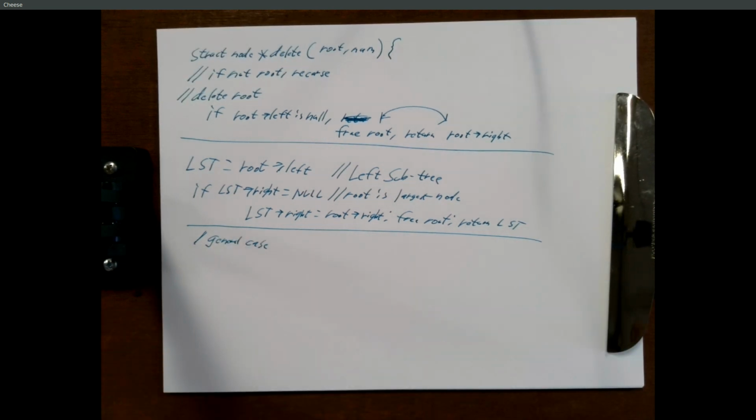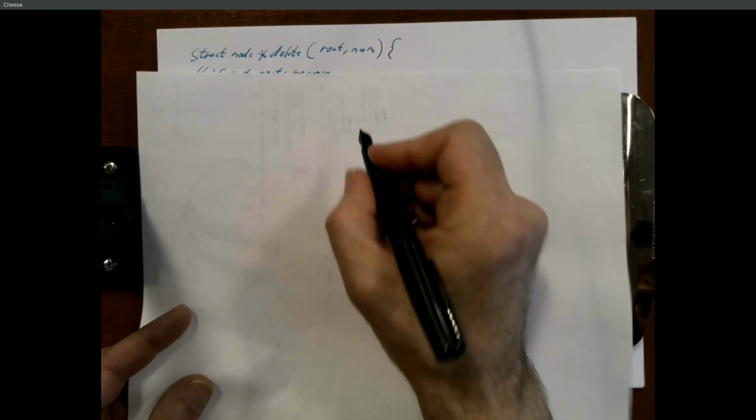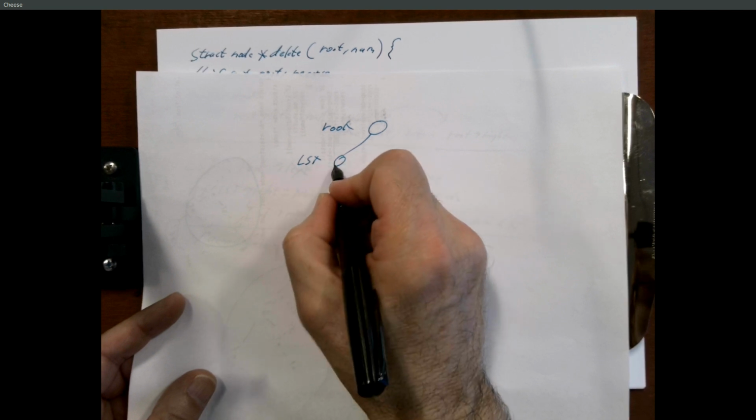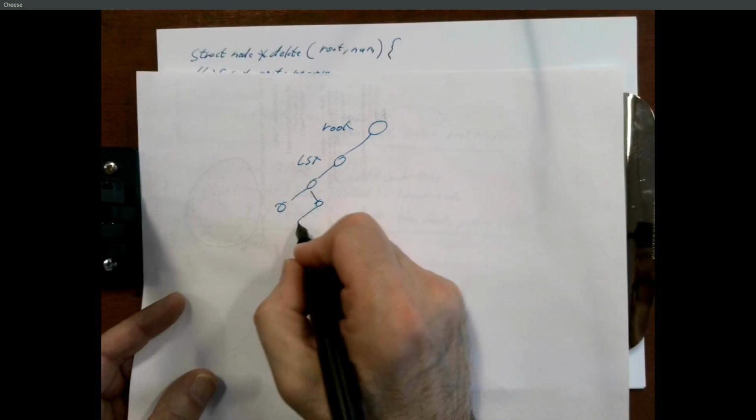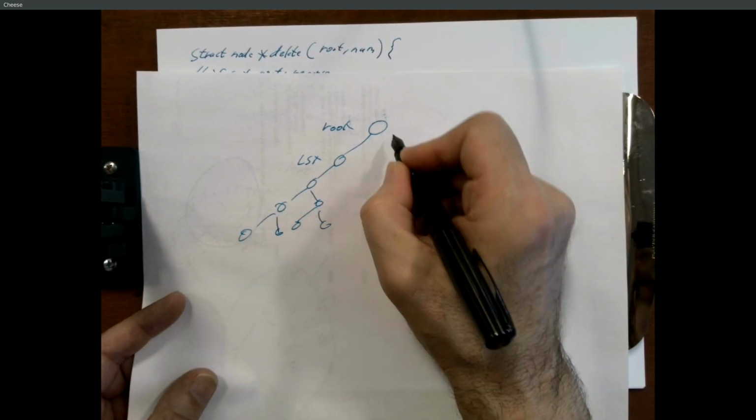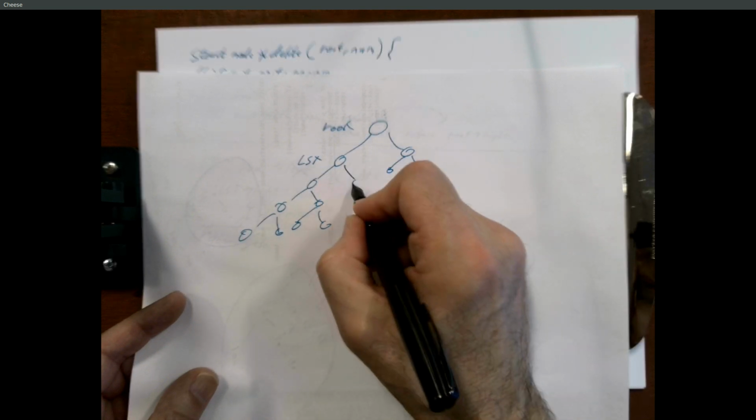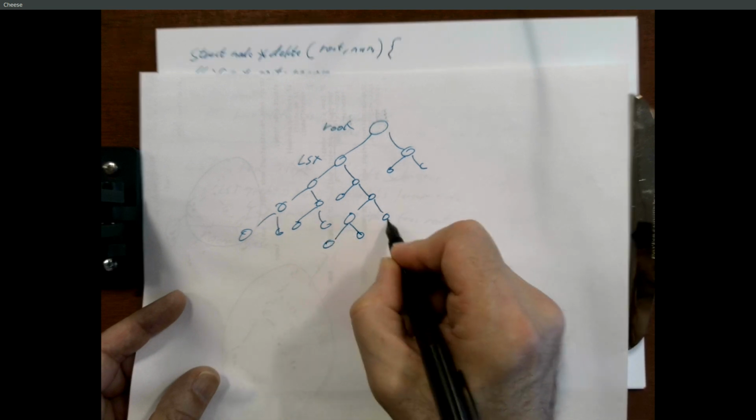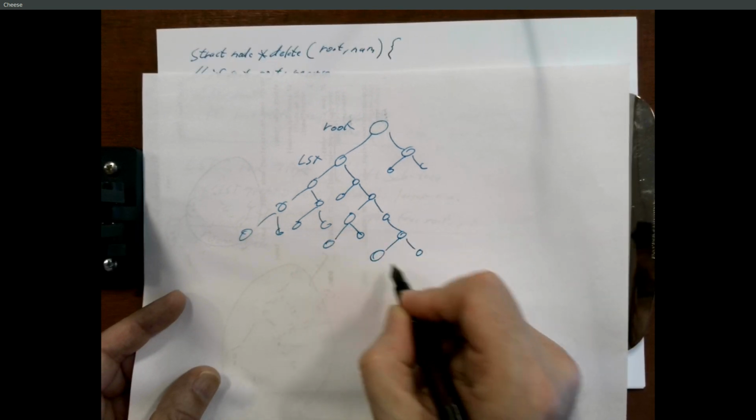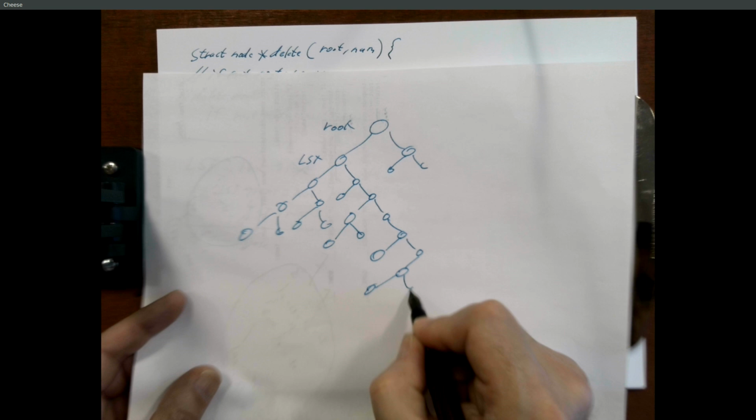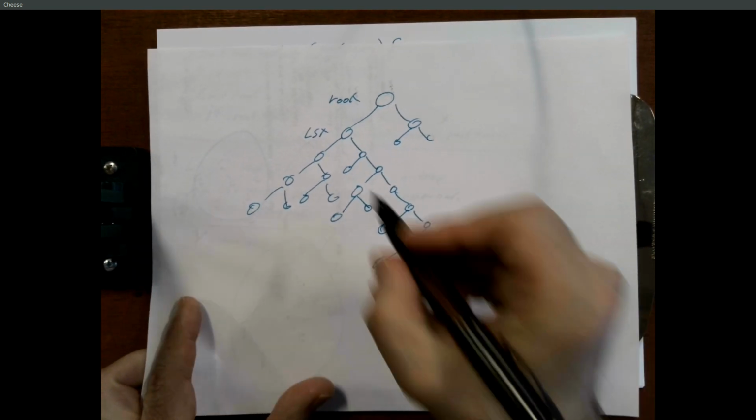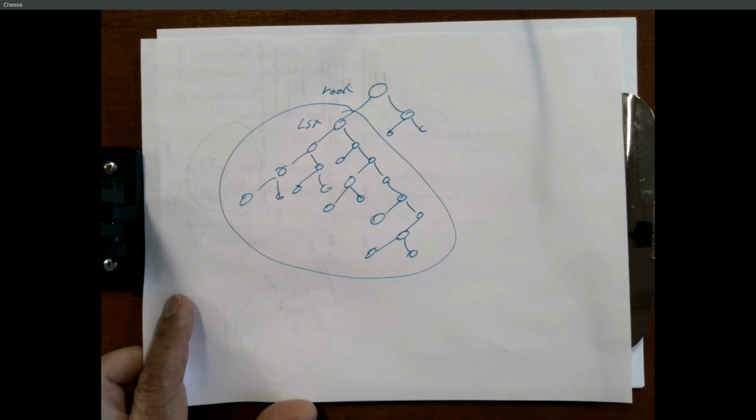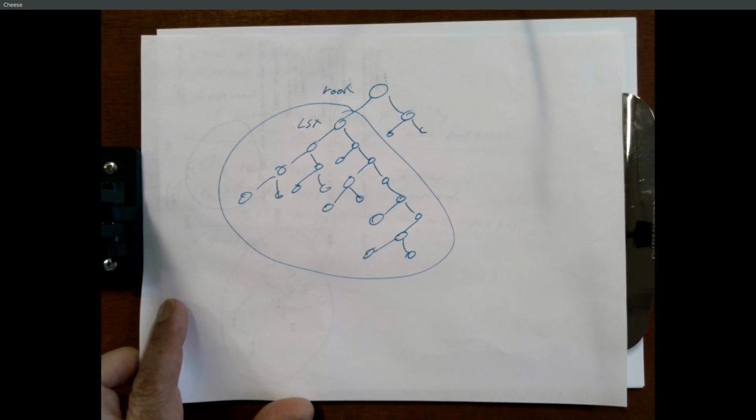The general case: we have our root, we have our left subtree, and there's data here, and there's data there, but there's also data hanging over here. Whatever it looks like. So here's the left subtree. We want to find the largest node in there, and we also want to find its parent.